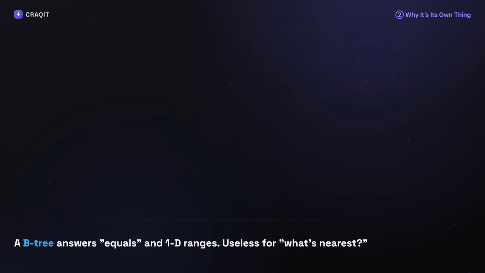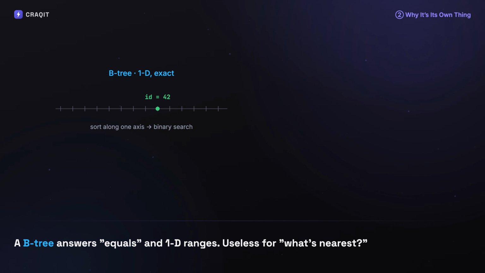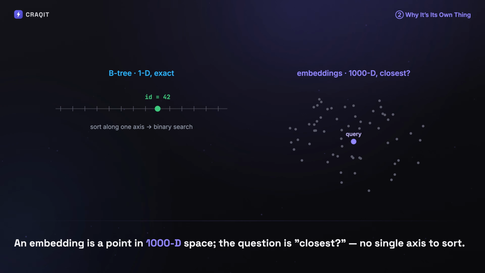First, why can't you just use the Postgres or MySQL you already run? Because traditional databases are built for a completely different question. A B-tree index answers, find the row where id equals 42, or everything between Monday and Friday, exact matches and one-dimensional ranges. But an embedding is a point in a space with hundreds or thousands of dimensions, and the question isn't equals, it's what's closest. A B-tree is useless for that. There's no way to sort a 1,000-dimensional space along a single axis so that nearby points stay nearby.